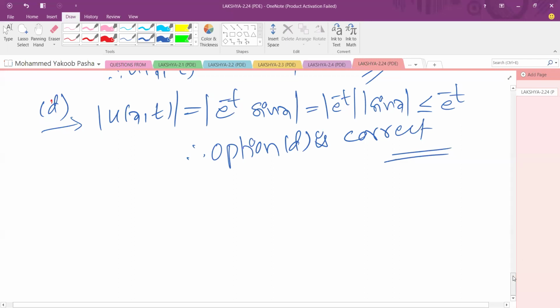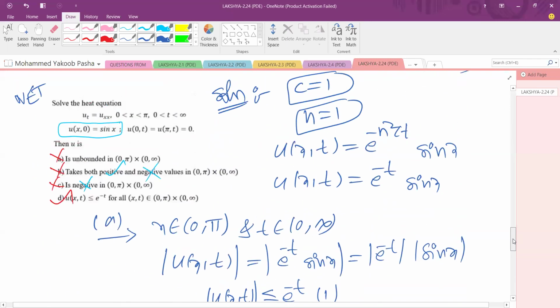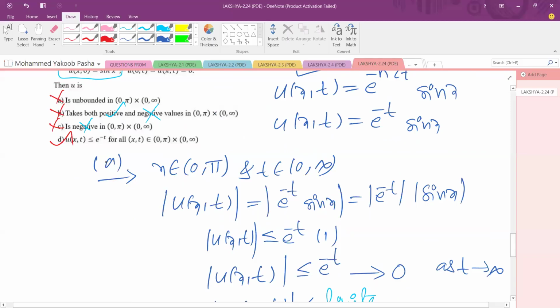This is a CSIR NET question. So option D, that is modulus of u of x, t is less than or equal to e power minus t for all x, t. That means x belongs to the open interval (0, pi), t belongs to the open interval (0, infinity). Okay, this is the problem.